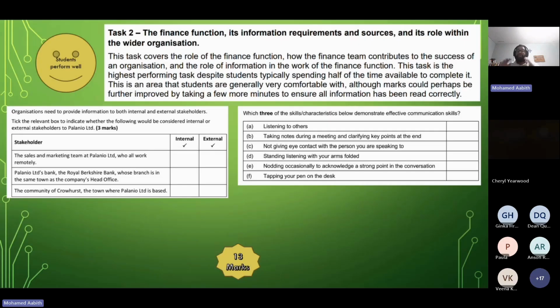Can you see the sales and marketing team at Palanio Limited who all work remotely? Even though they're not within the business premises, for the purpose of business they're internal. They work for the company. So they will be internal stakeholders. Palanio Limited's bank, straight away, that is outside the business. They're not part of Palanio. They're a supplier or customer or their bank. In this scenario, they will be called external.